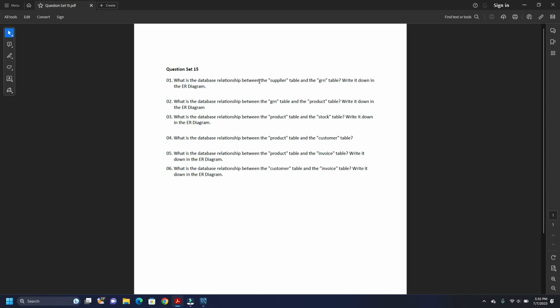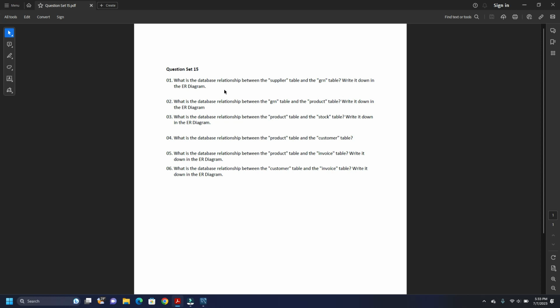What is the database relationship between the supplier table and the GRN table? Write it down in the ER diagram. So a GRN is like an invoice that is given to a customer. When the supplier supplies products to a certain shop, a GRN is given to the shop owner stating the products that are supplied in it. So a supplier could give out multiple GRNs, but a GRN is only unique to a certain supplier. Therefore, the relationship between those two tables would be a one-to-many relationship, with the many side being the GRN table.